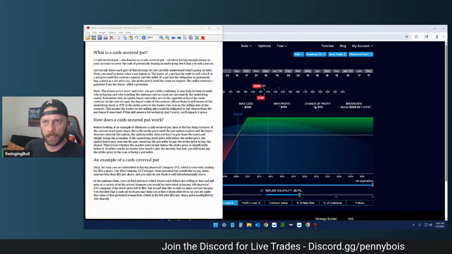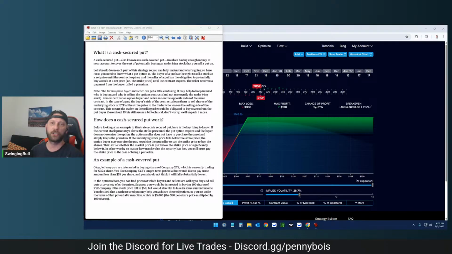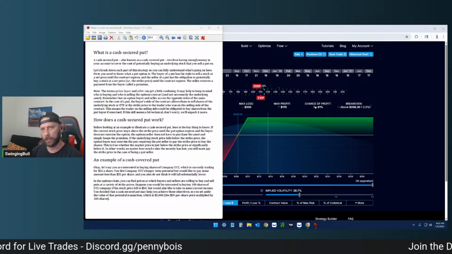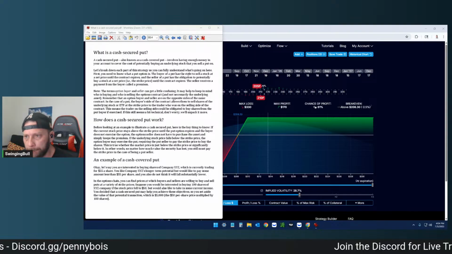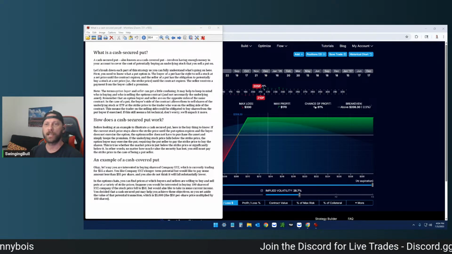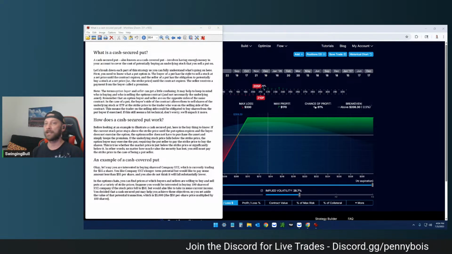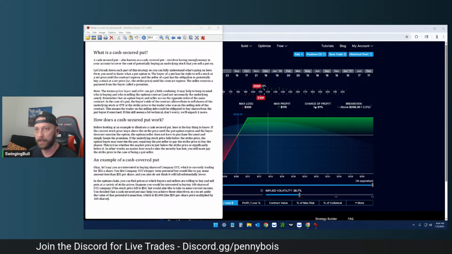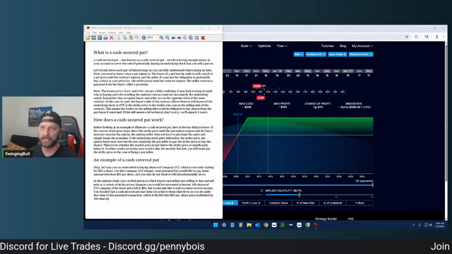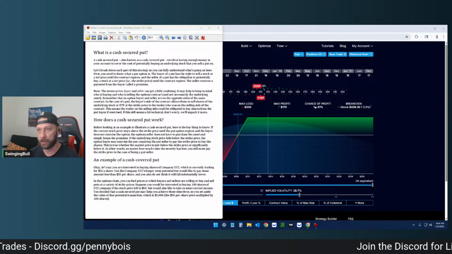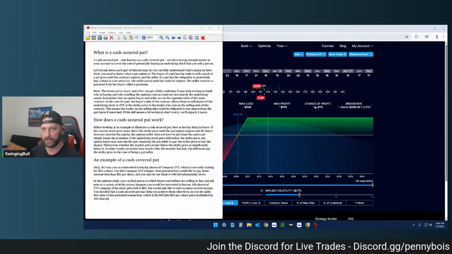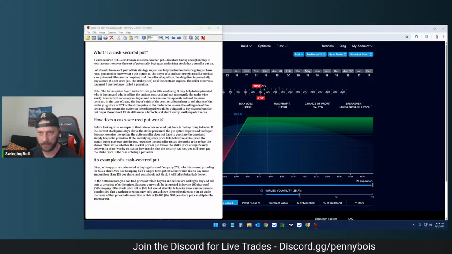Okay, so how does the cash secured put work? How it works is basically if the current stock price stays above our strike price until the expiration date, then that's how we make money. If the underlying stock price falls below our strike price, that's when we're in a situation where we can get assigned the stock.